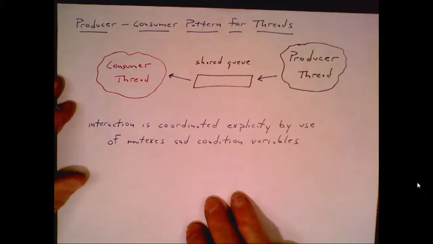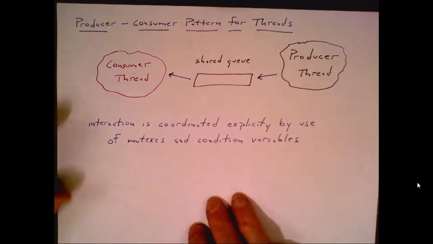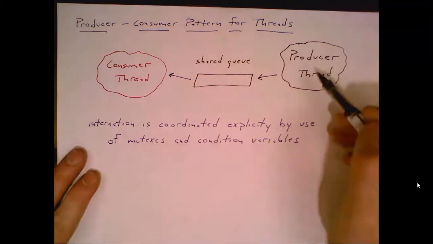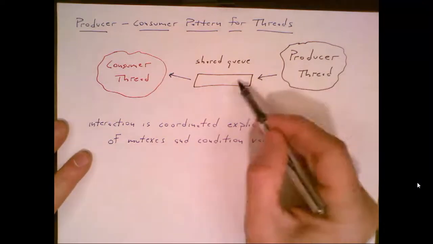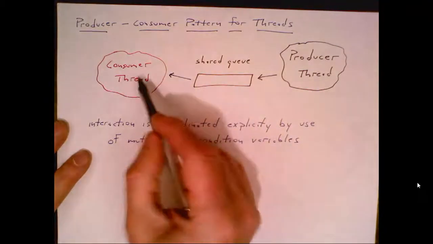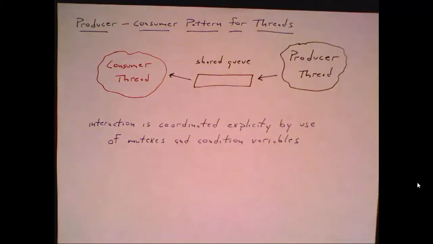So let's contrast this with a thread-based approach, which is what we looked at other places during the course. We considered this producer-consumer pattern for threads. Right? There's a thread producing values, they're going into a shared queue, and there's a consumer thread pulling values out of the queue. And we looked at coordinating the interaction of those two threads, coordinating it explicitly by using mutexes and condition variables.